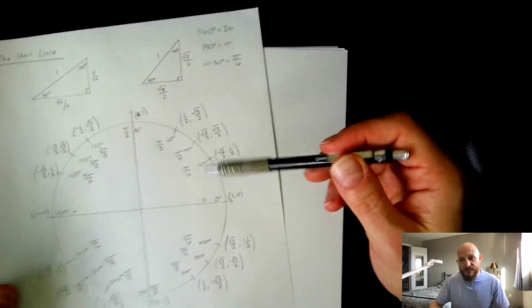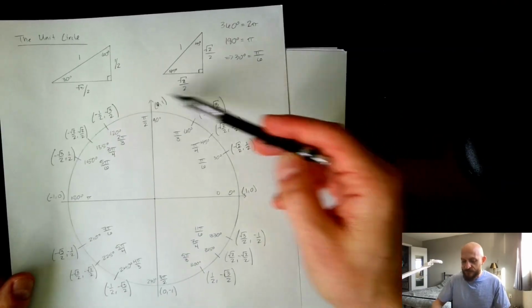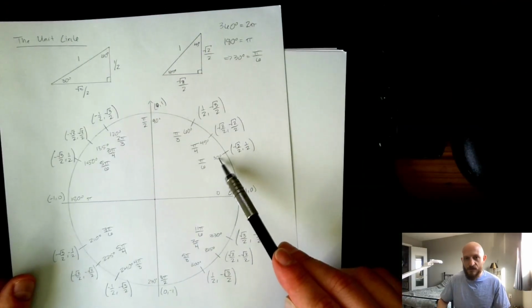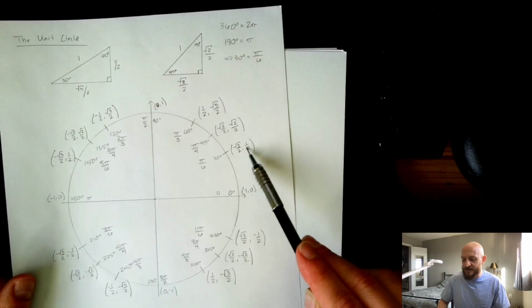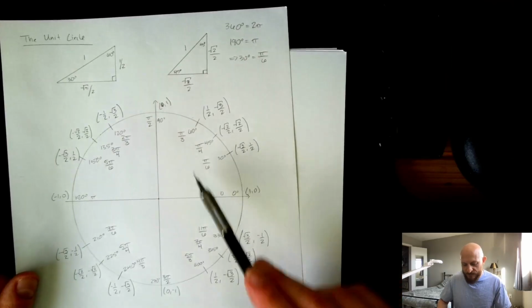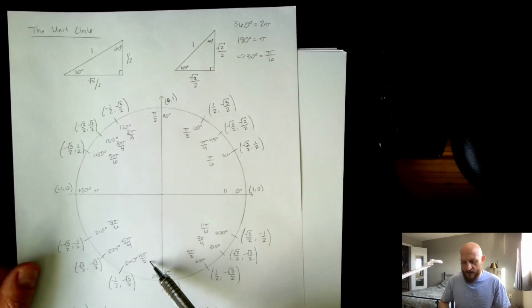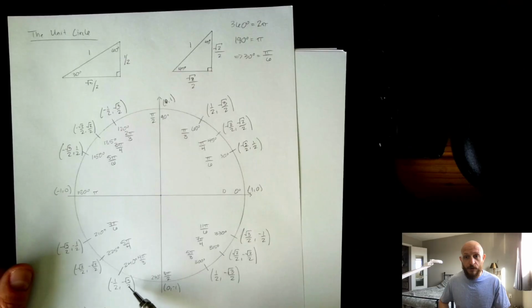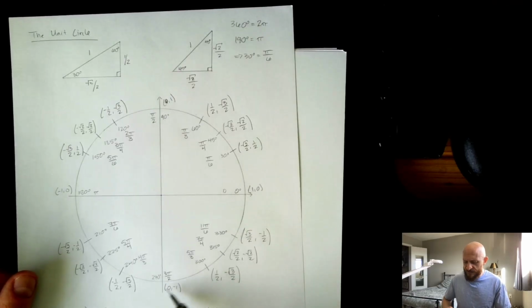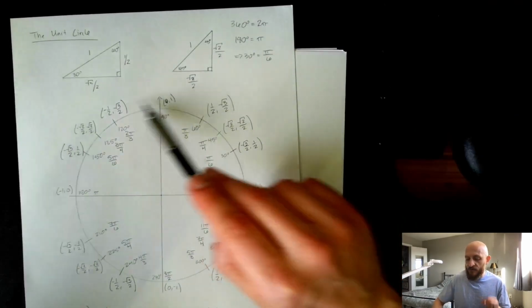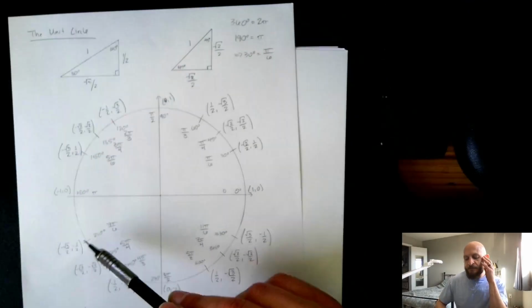So remember, sine of theta always refers to the y coordinate. For instance, the sine of 30 degrees, or the sine of pi over 6, is 1/2. The sine of 240 degrees, or 4 pi over 3, is negative root 3 over 2. So we're essentially going to graph out all of these y coordinates.